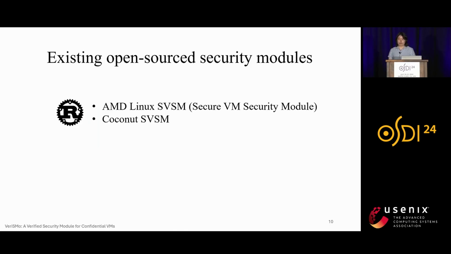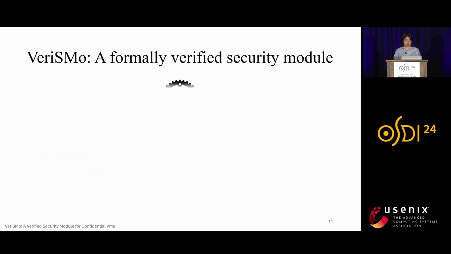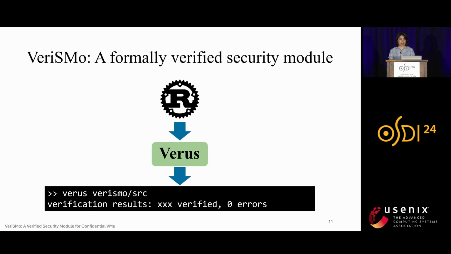Since the security of a security module is so critical, existing open source security modules choose to implement their code in Rust. However, implementing in Rust does not fully guarantee security. Specifically, those open source SVSM modules were written in Rust, but with a lot of unsafe Rust, because they touch raw memory and use registers. And they have never been formally verified to be correct in using hardware access to change memory states and change CPU states.